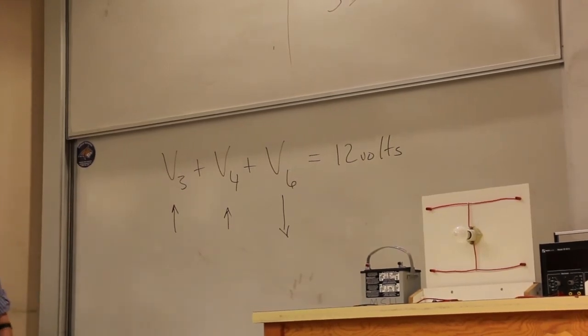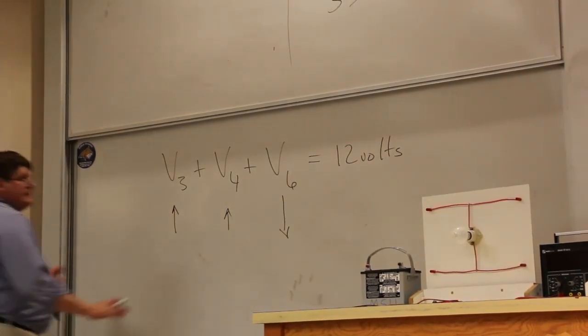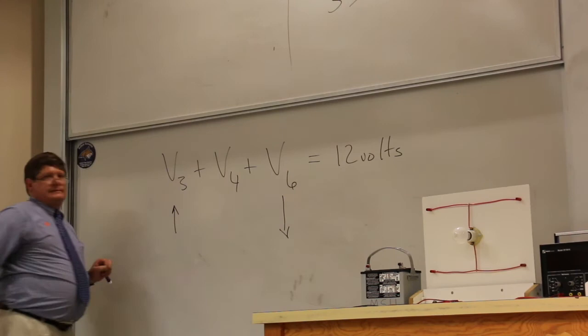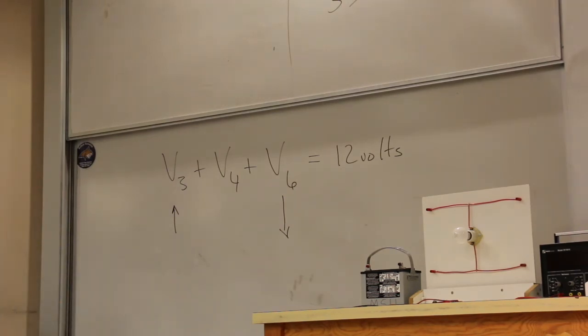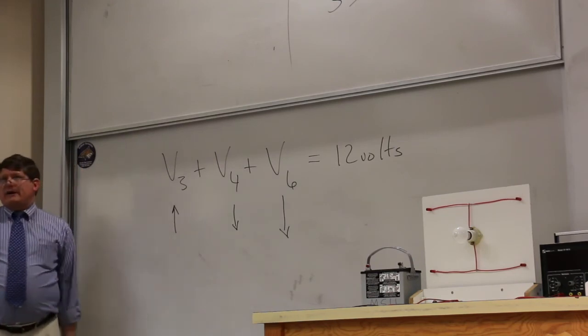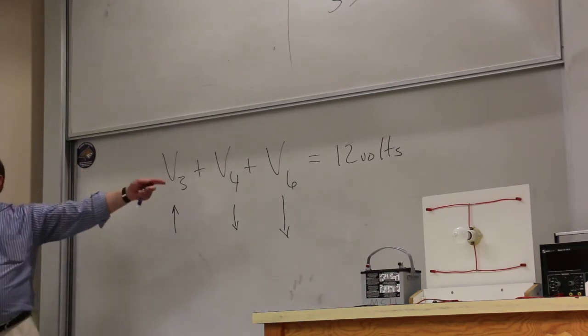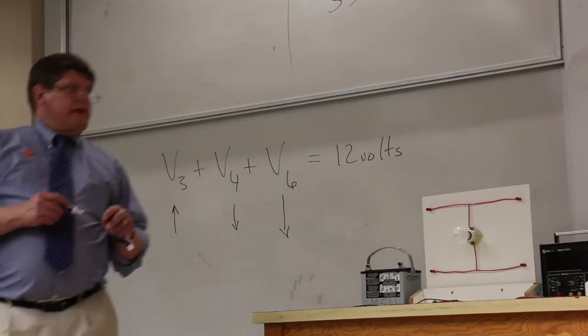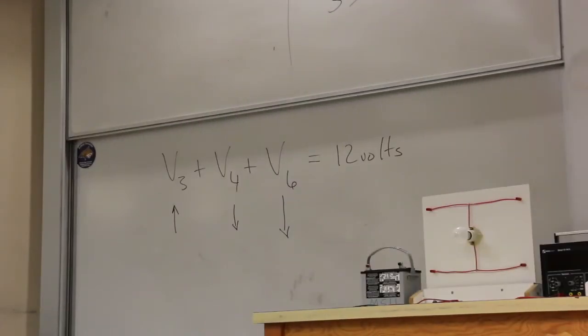Now, what happens to 4? Four is always going to get half the current through 6. Is that right? So if 6 gets dimmer, what happens to 4? It's going to go down. So that means 3 has to, it's still got to add up to 12. And if 4 and 6 go down, 3's got to go up to compensate.